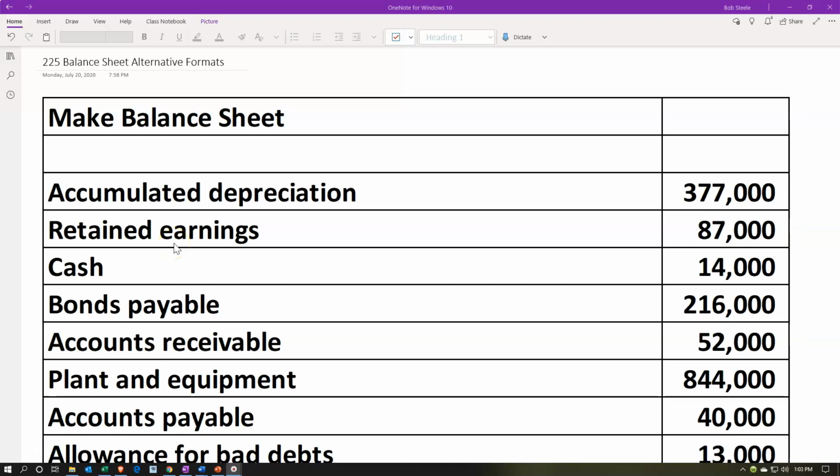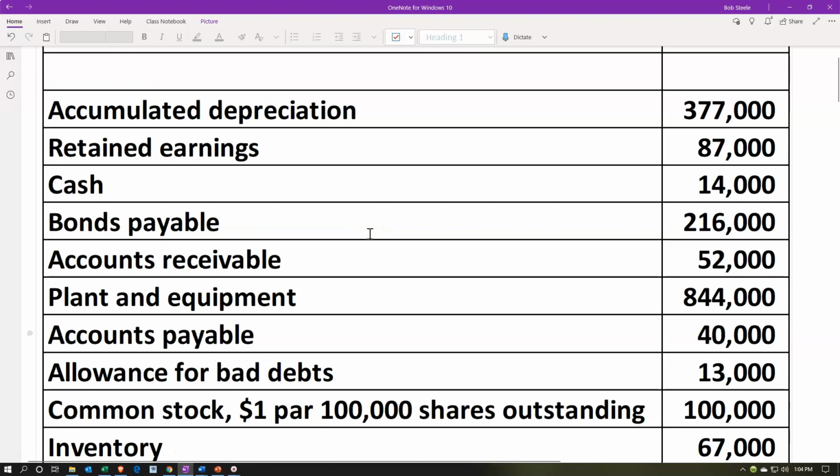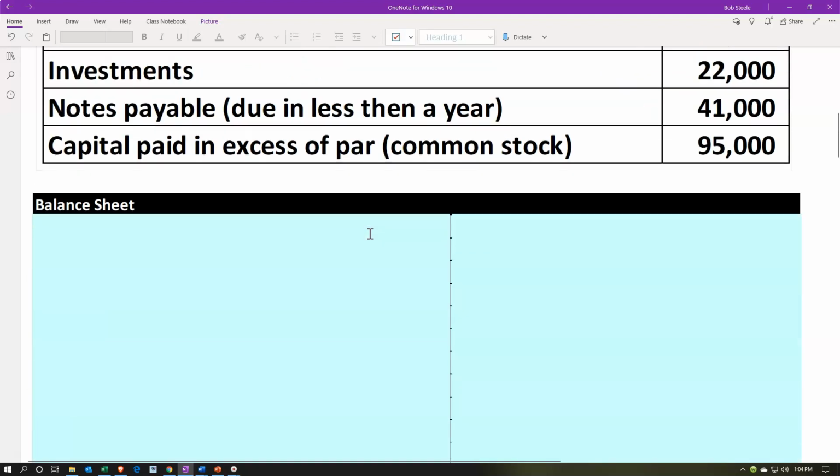Here we are in OneNote. If you would like to follow along, and you're not required to follow along, but if you have access to OneNote and would like to, we are in the 225 Balance Sheet Alternative Formats section under the Practice Problems tab. Closing this back up, we're going to have our information up top for the practice problem, and then we're going to be creating our balance sheet with it.